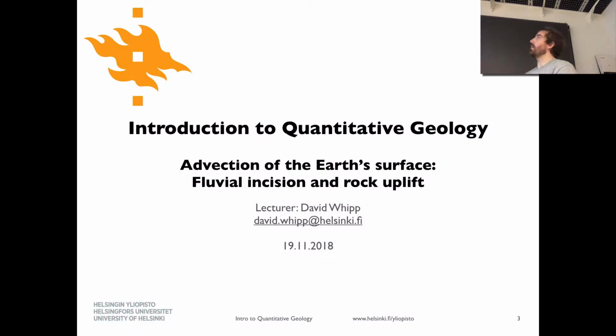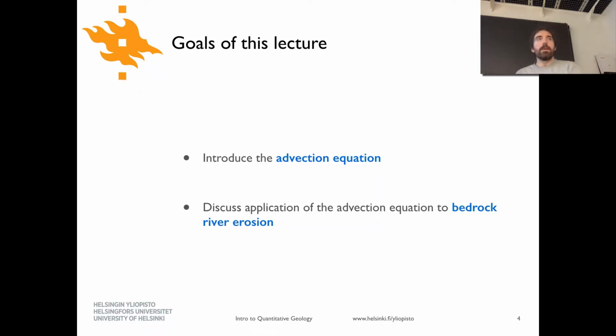with our lecture topic for today, and this is about the advection equation as mentioned. We're going to look at an example related to river incision. Rivers incising into bedrock can be modeled using the advection equation, and that's what we'll explore. There are two main points. First is to introduce the advection equation, what it is, and a bit of how it works. And then we'll look at our application to bedrock river erosion.